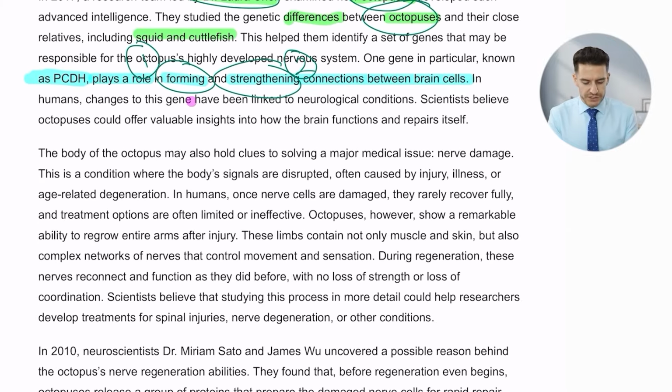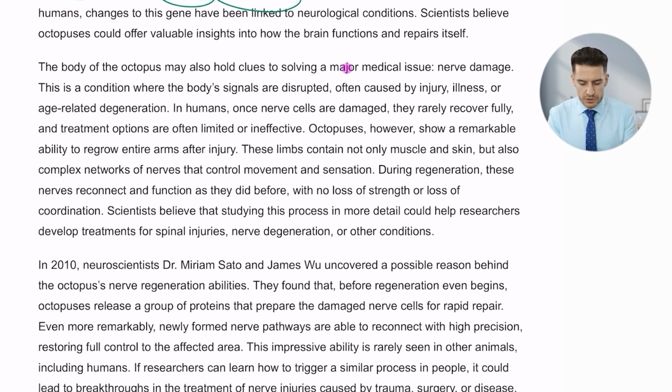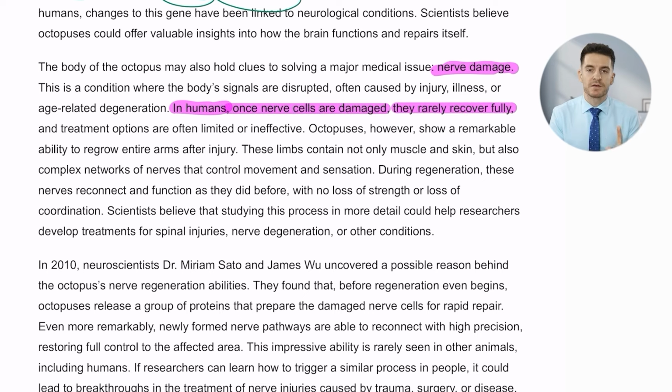So in humans, changes to this gene, no. Scientists believe, no. The body of the octopus may hold clues, nerve damage, okay, maybe. This is a condition where the body signals, okay, fair enough. Humans, because that's what it's talking about for this question, humans, not octopuses. Once nerve cells are damaged, they rarely recover fully. So that means most of the time they do not recover. And that sounds very similar to what the question said, but let's just keep reading. And treatment options are often limited or ineffective. Octopuses, however, okay, so now it's talking about octopuses, so that's not relevant.